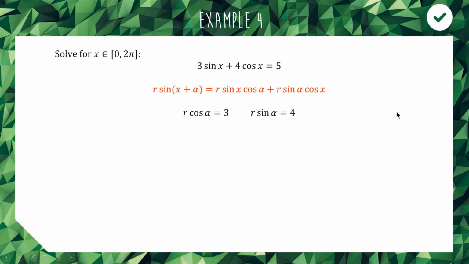Okay, it's kind of tricky, but it's pretty straightforward. What we're going to do is square both of these. We're going to get r squared cos squared alpha equal to 9, and we're going to get r squared sine squared alpha equal to 16. And now we're going to add those two together. Why are we doing that? Because we can factor out the r squared and we'll get cos squared plus sine squared, which is just 1. So it's like it was never there.